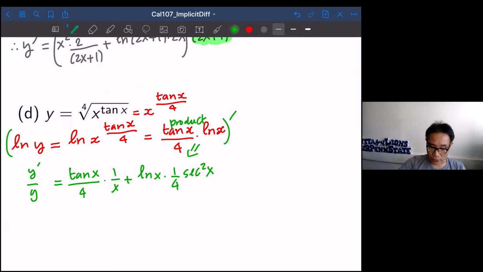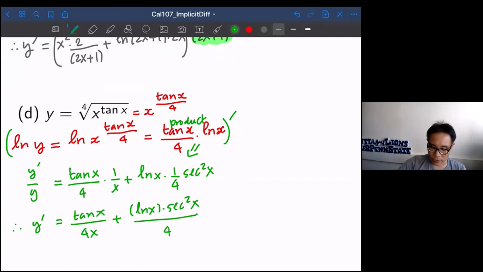In this case, you're going to solve for y prime. It's going to be 10x over 4x plus log x times 10 over 4, and you multiply with y, so you multiply with the fourth root of x to the 10x for your final answer. So this one is the derivative using logarithmic differentiation.